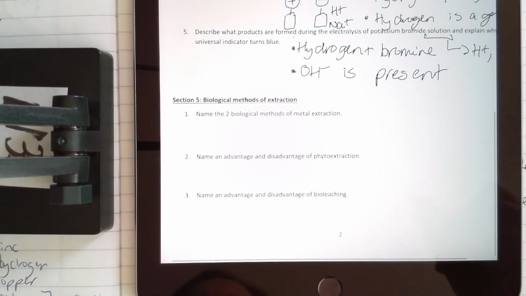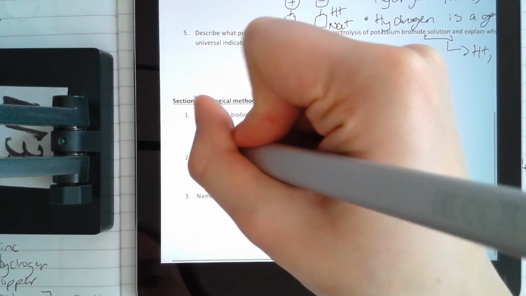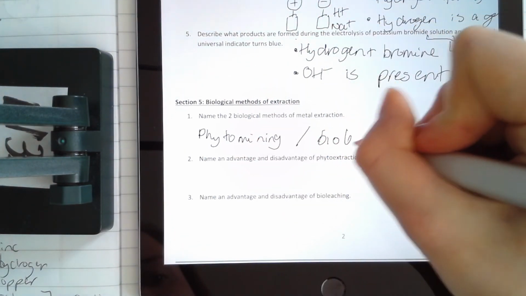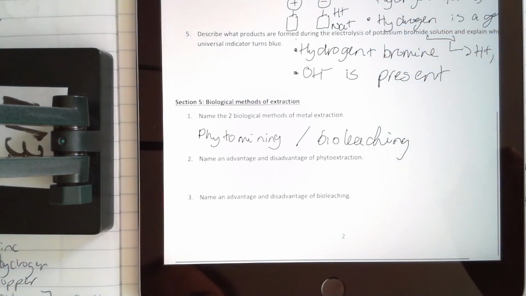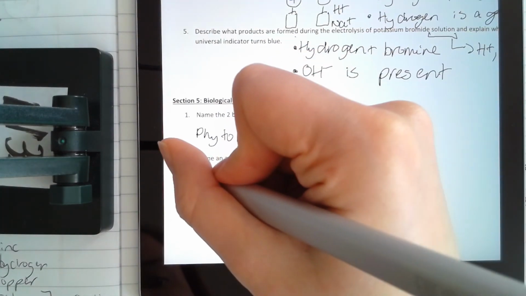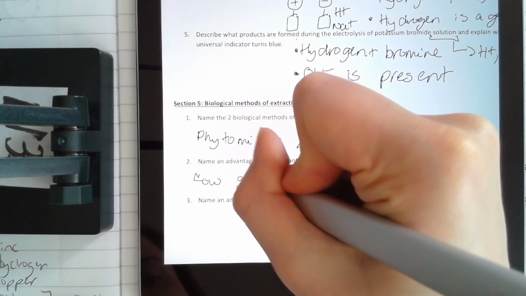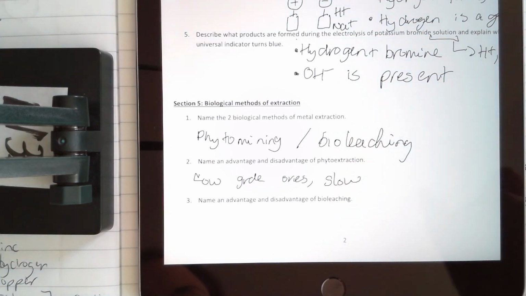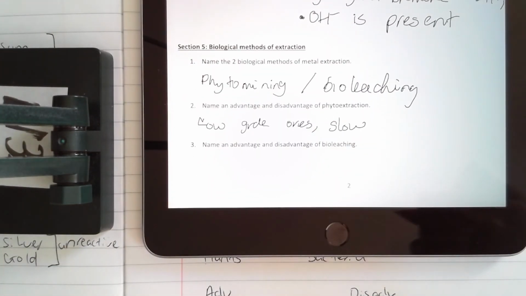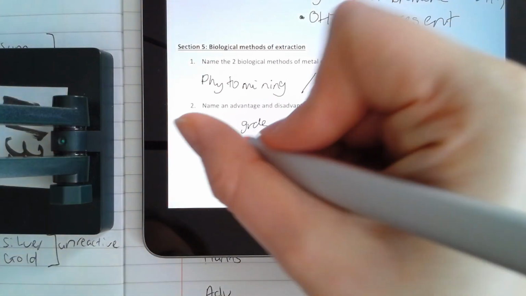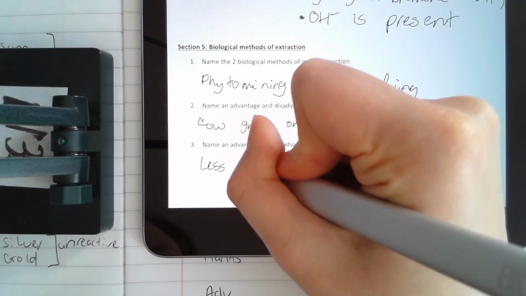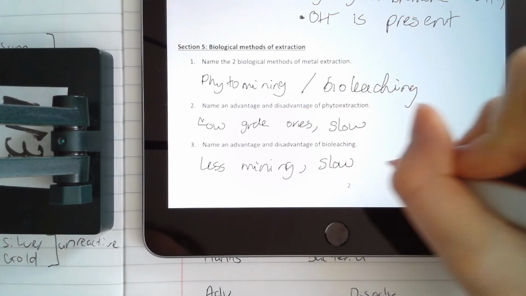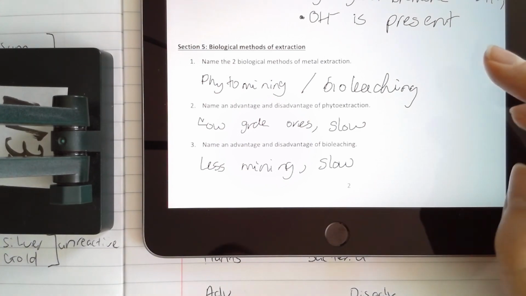Last questions. Biological methods of extraction: phytomining and bioleaching. An advantage and disadvantage of phytoextraction. An advantage: you can use low grade ores. A disadvantage of phytomining is that it is slow. An advantage and disadvantage of bioleaching, you could write exactly the same thing and it's fine. I'm going to write less mining as an advantage, but you can also write use of low grade ores, and I'm also going to write that it's slow. They're both slow. It's an advantage for both.